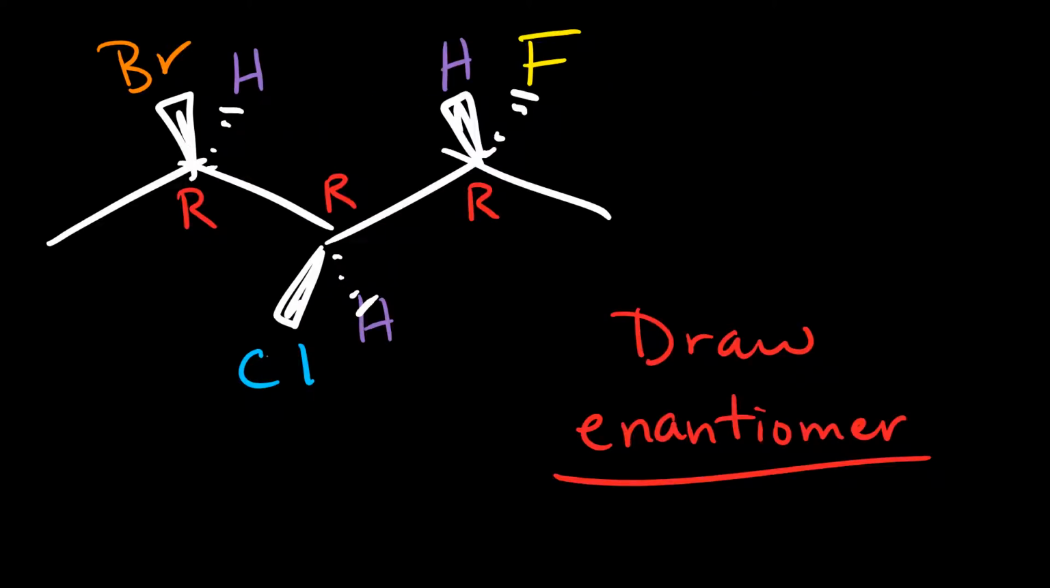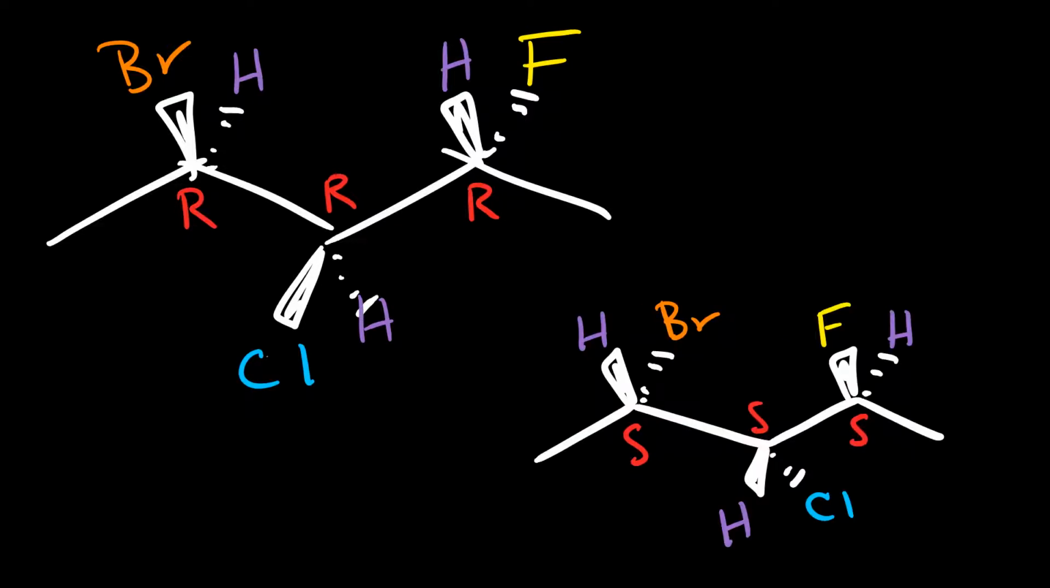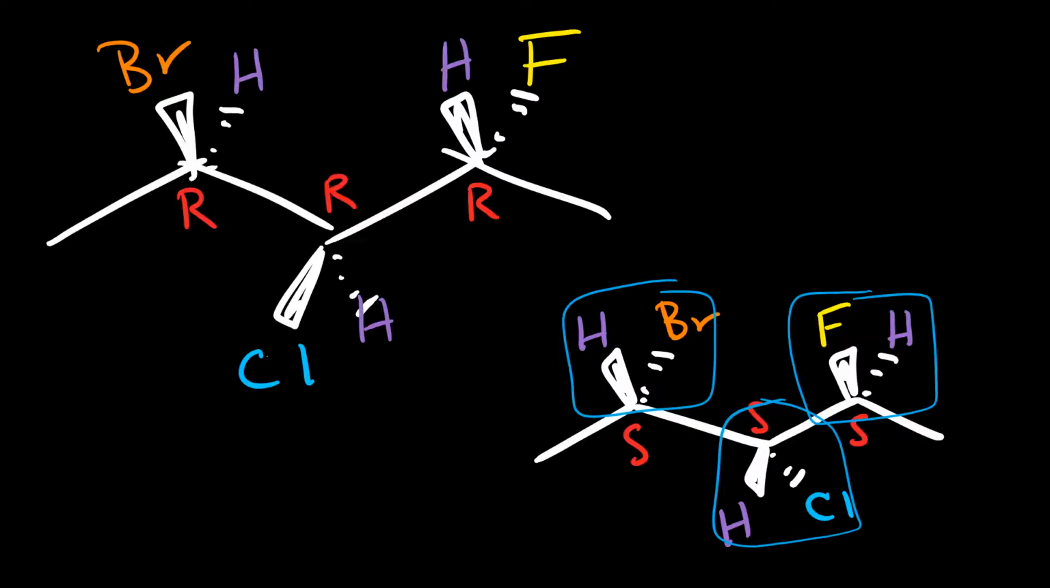So if I asked you to draw the enantiomer of this RRR isomer, you would simply need to draw the compound that would be opposite at every chiral center. And so if you drew all of the chiral centers inside out, so to speak, and made everything that was coming forward go back and everything that was going back come forward, you would end up with the SSS compound, which is of course the enantiomer of the RRR compound.